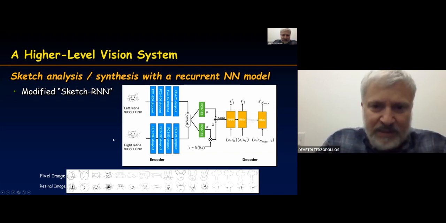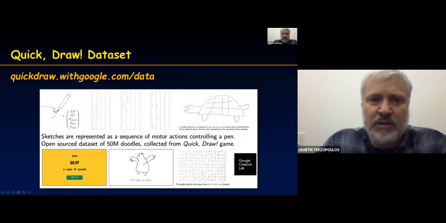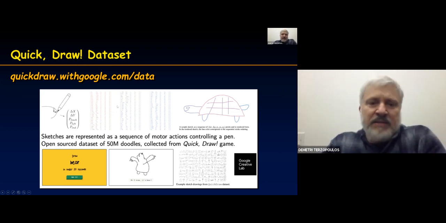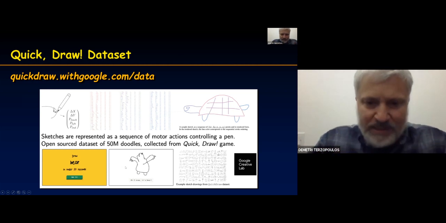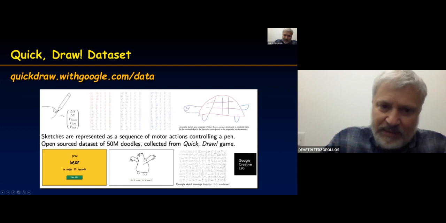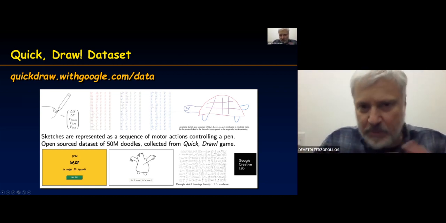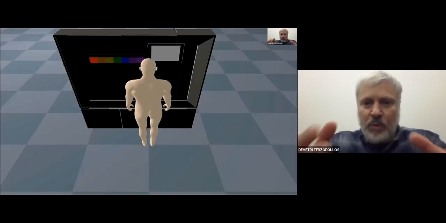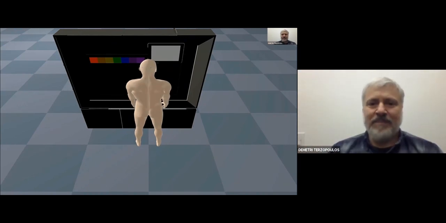Anyway, with this modified version, this data set is called Quick Draw, and here's the data. That's the same data set that we used, and we trained our own system by taking retinal images, having the eye look at a sketch like this and create a retinal image, and then training from these retinal images. So it's a modified version of what Google has. And so here, what we have is our virtual human.